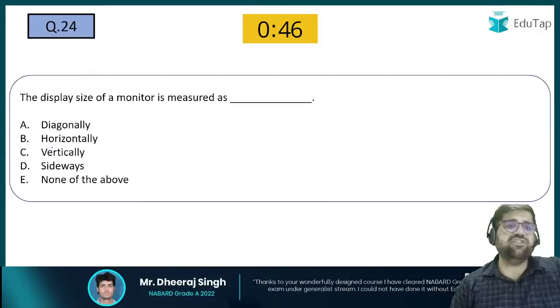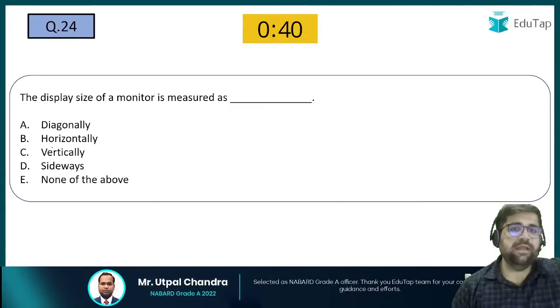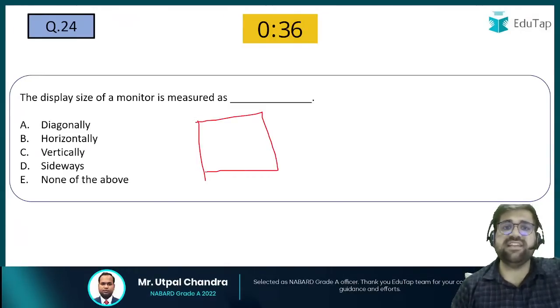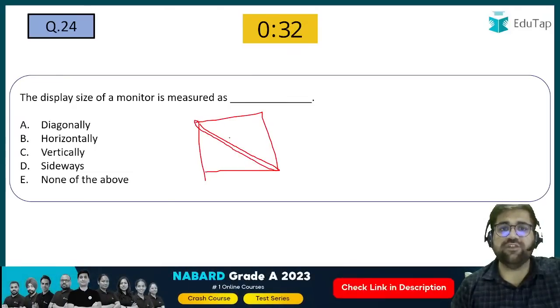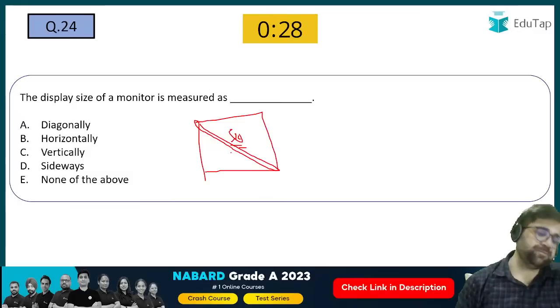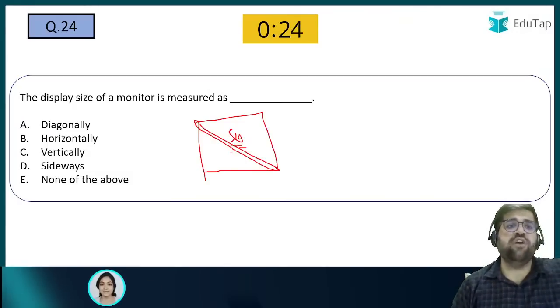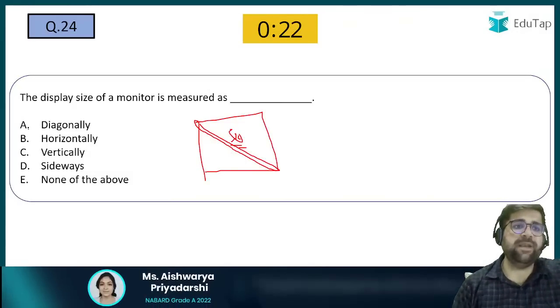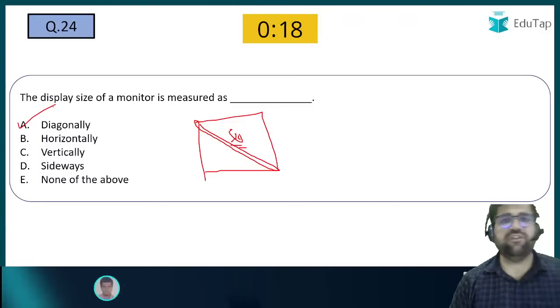The display size of monitor. Display size of monitor is measured in which particular way? Yes, if for example you purchase a monitor and I say this is a 16 inch monitor, then I will say that this particular diagonal is of 16 inch. Okay, so this is how you mention the display size of a monitor. The correct answer over here will be diagonally. Good everyone, good. This is one of the famous questions of computer language.